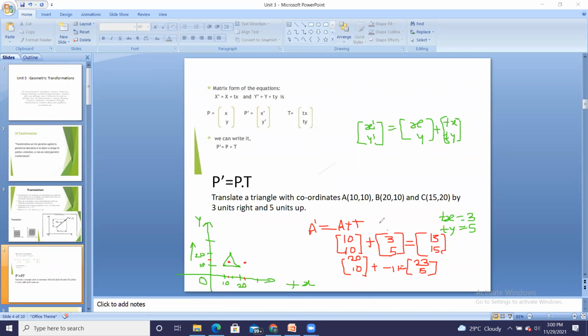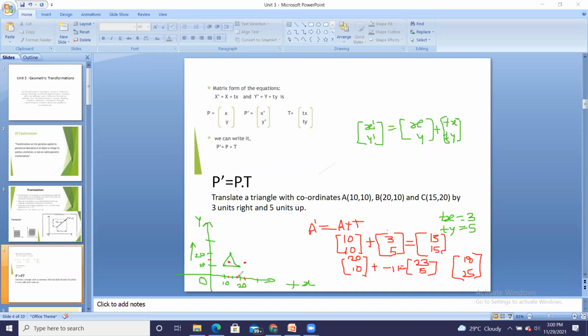And for C, perform 15, 20 plus 3, 5. So for the C point, the new C dash will be 15 plus 3, 18, and 20 plus 5, that is 25. This is your C dash, 18. So this is your 15, 16, 17, 18 somewhere here.